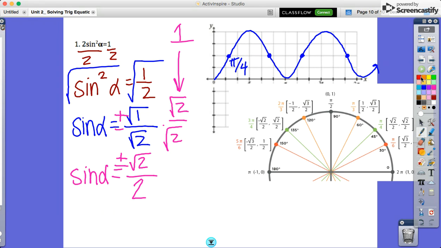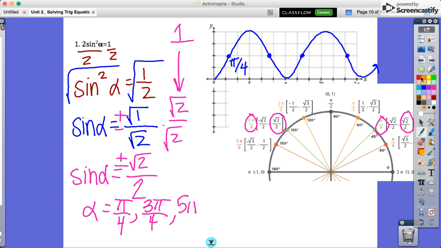So I'm looking for places in my unit circle where the y value is equal to either positive square root of 2 over 2 or negative square root of 2 over 2. So the first time that happens is pi over 4, right here. Then it happens again at 3 pi over 4. And then I don't have the bottom of my unit circle, but where else does it happen? 5 pi over 4 and 7 pi over 4. So my answers are pi over 4, 3 pi over 4, 5 pi over 4, and 7 pi over 4.